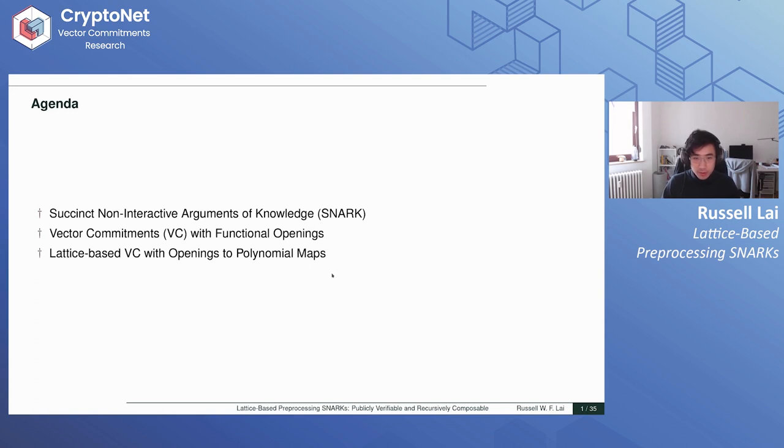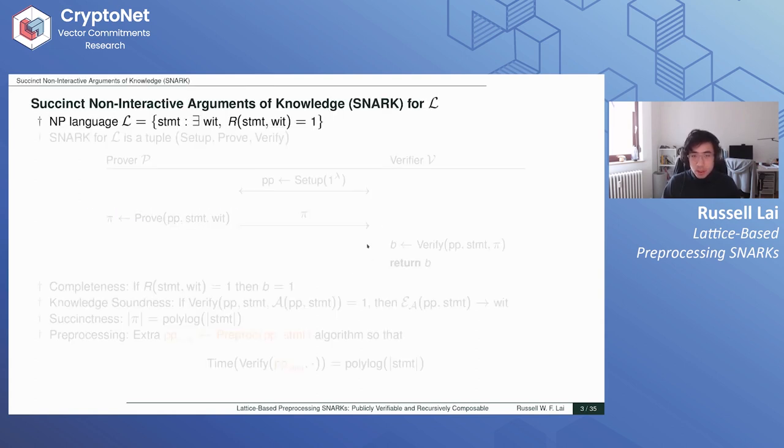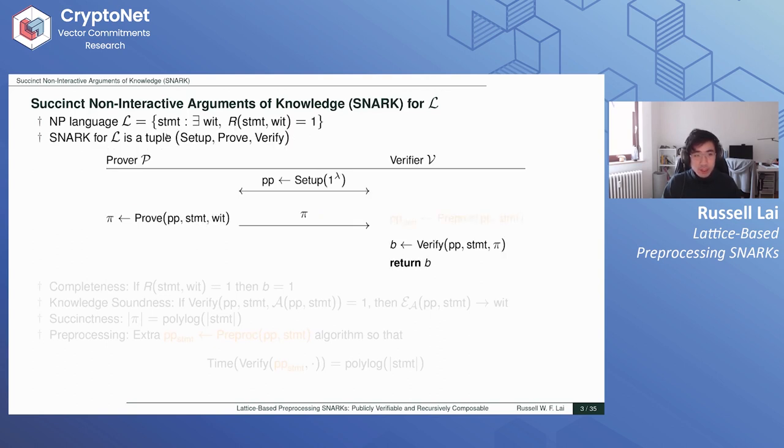Okay, so let us start with the first part, that is the notion of SNARKs. A SNARK is defined with respect to some NP language L, which is in turn defined by some relation R. And a SNARK for this language L is simply a tuple of three algorithms, the setup algorithm, the proof algorithm, and the verify algorithm. And by using these three algorithms, a prover could prove to a verifier that a certain statement is in a language.